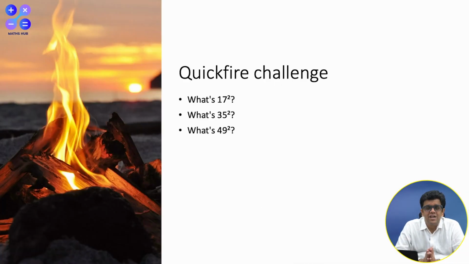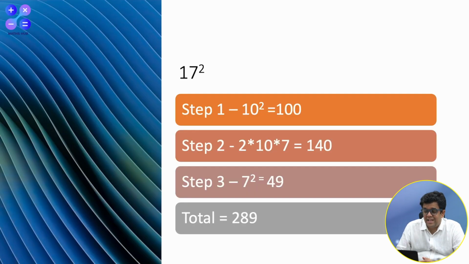Next, let us take a quick fire challenge. I'm going to give you 3 problems: 17 square, 35 square, and 49 square. Pause this video and calculate these squares yourself. Let's go ahead and see how you calculate 17 square.